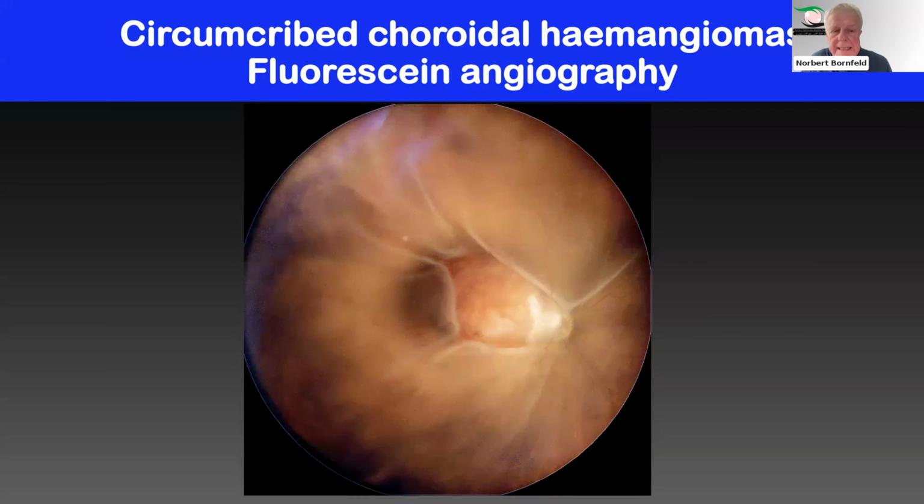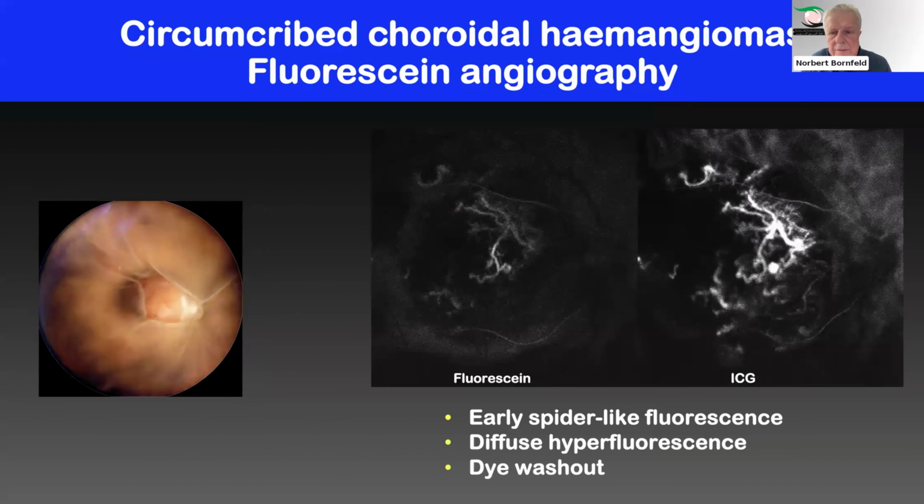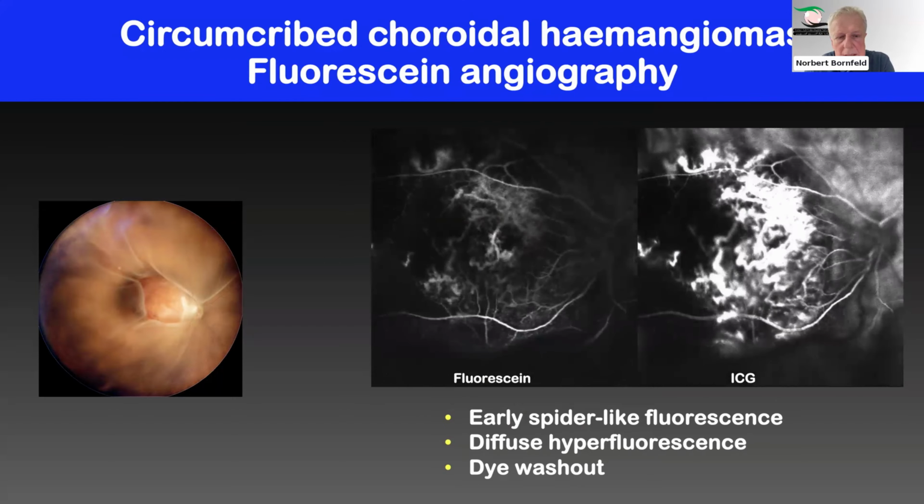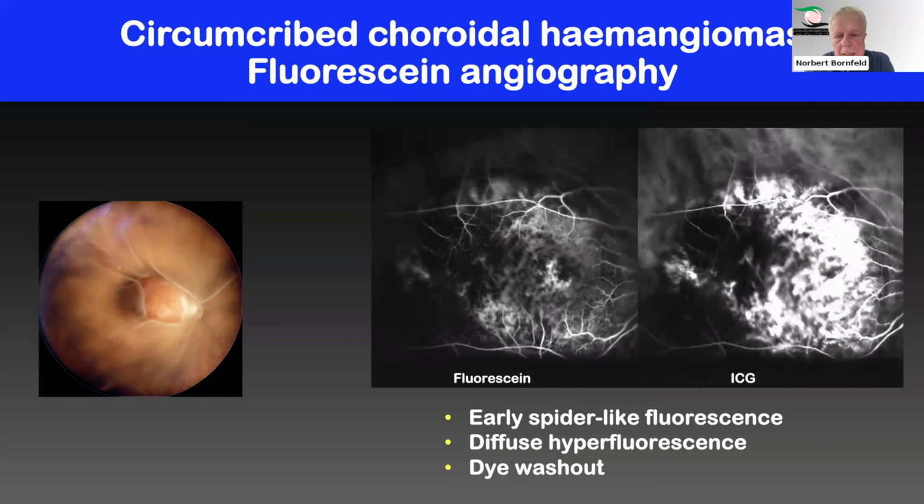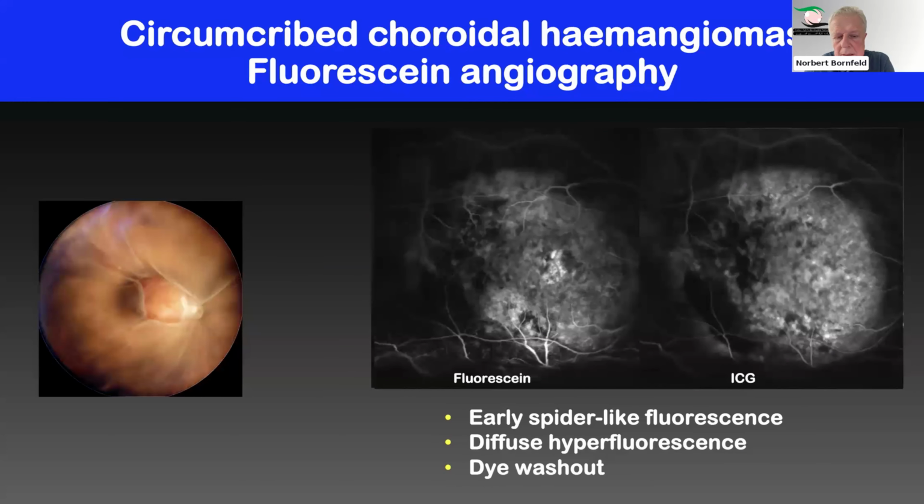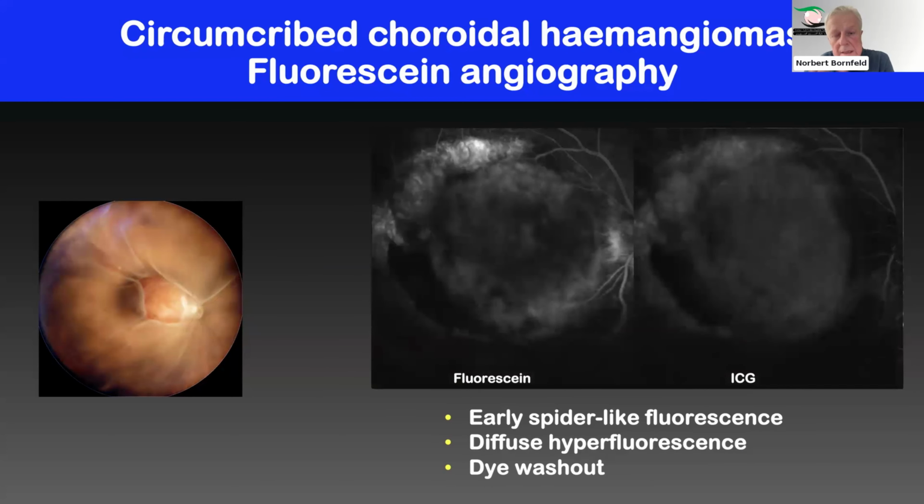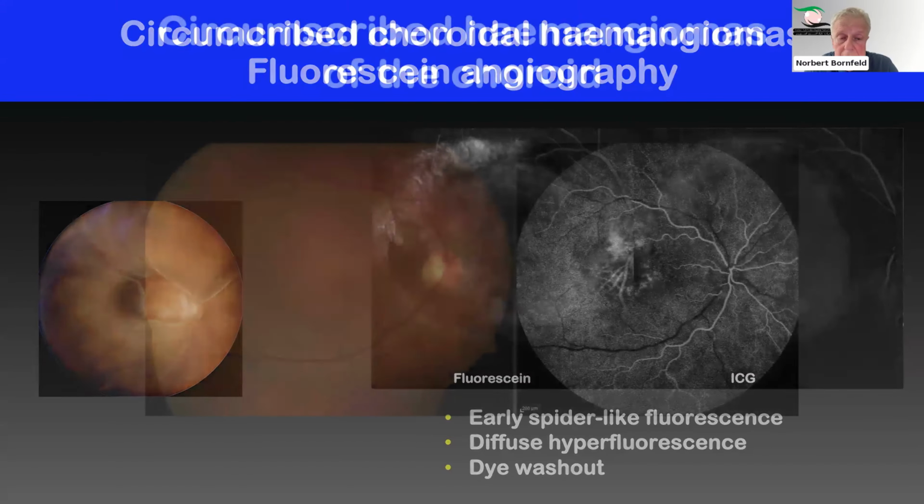They may have an extensive exudative hemorrhage, which is seen on this slide, and they have a very typical fluorescein pattern. So fluorescein is helpful, but you see in the very early phases, in the choroidal phase, before the retinal arterial phase, there's an early spider-like fluorescence of the tumor vessels, and the diffuse hyperfluorescence and the dye washout in the late phase. That's typical, and it's only seen in hemangiomas. And you see these typical vascular patterns in fluorescein and ICG angiogram on these slides, and there's a washout of the dye at the late phase.